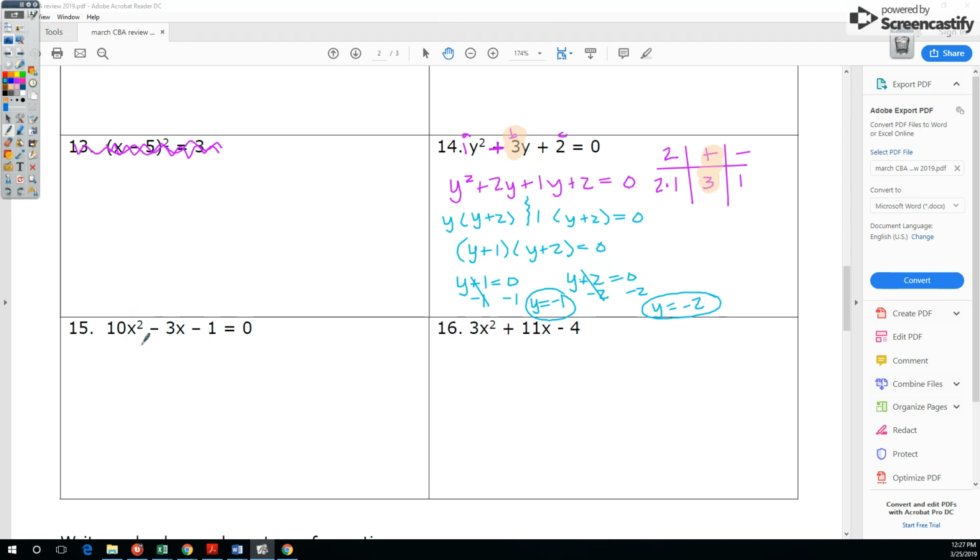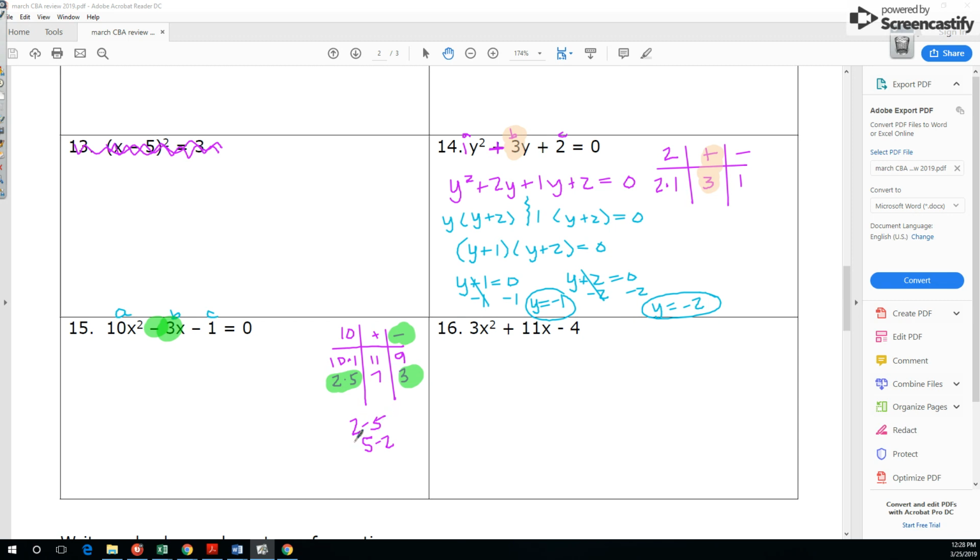Okay. 10x squared minus 3x minus 1 equals 0. Same thing. A, B, C. And A times C gives me 10. Factors of 10 are 10 and 1, 2 and 5. Add, subtract, add, subtract. So I'm looking for 3. I have it under my minus column. And my B is actually a negative 3. So how do I get a negative 3? Is it 2 minus 5 or 5 minus 2? It's 2 minus 5 that gives me a negative 3. So 10x squared plus 2x minus 5x minus 1 equals 0.